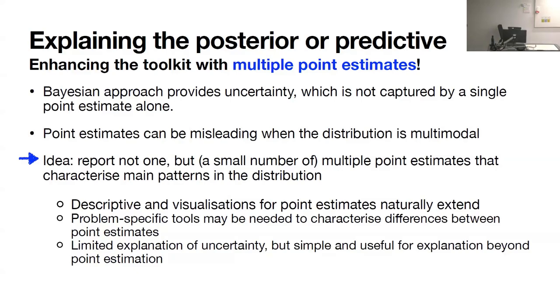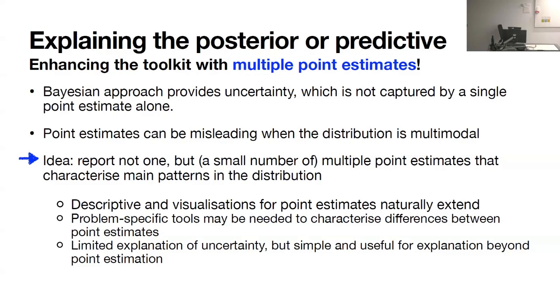Okay, so essentially what we're doing in this work is just to enhance the toolkit. So instead of just giving you a single estimate to summarize that posterior, we just want to give multiple point estimates. So we like the Bayesian approach because it provides uncertainty. This is not captured by just giving one single point estimate out. And we know that that single point estimate could be misleading if the distribution is multimodal.